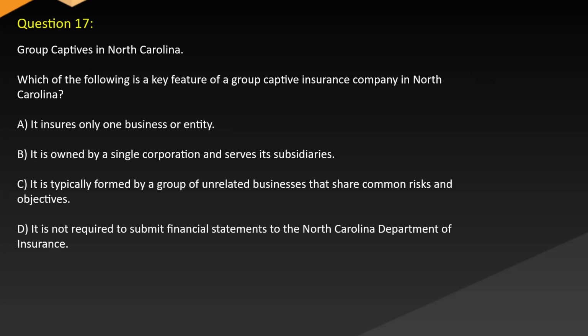Question 17. Group captives in North Carolina. Which of the following is a key feature of a group captive insurance company in North Carolina? A. It insures only one business or entity. B. It is owned by a single corporation and serves its subsidiaries. C. It is typically formed by a group of unrelated businesses that share common risks and objectives. D. It is not required to submit financial statements to the North Carolina Department of Insurance.